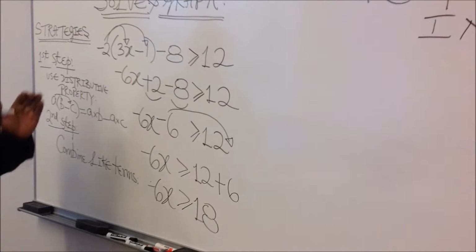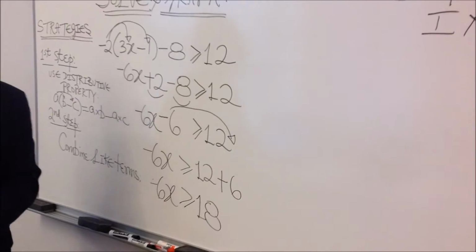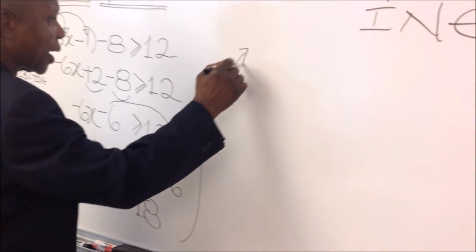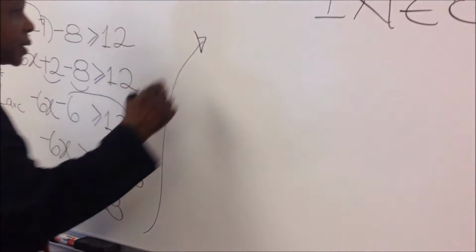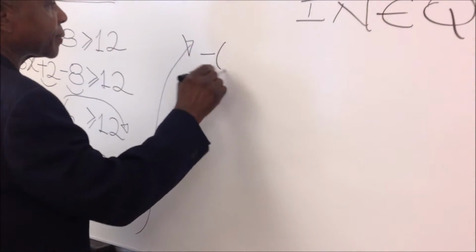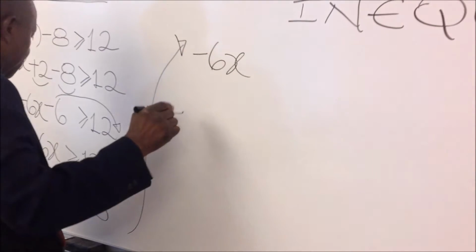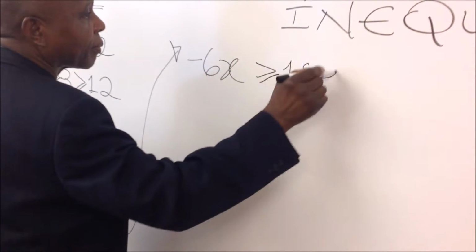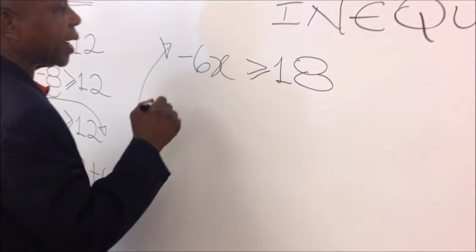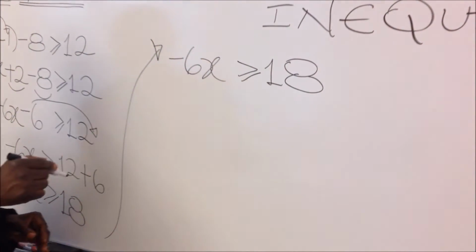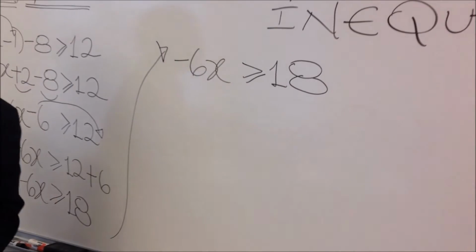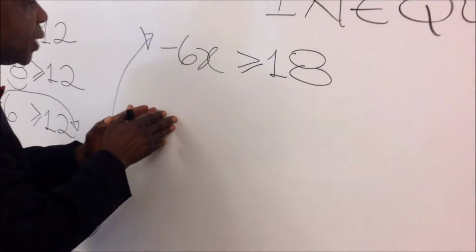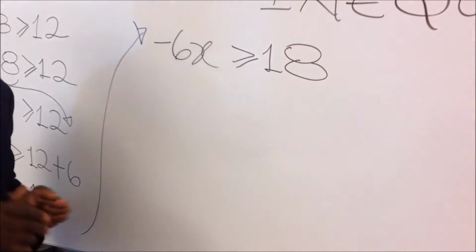Because the problem calls for us to solve for x, we are going to proceed now to take negative 6x greater or equal to 18 and divide both sides by what? By negative 6. Whatever we do to one side of the inequality, we must do to the other side of the inequality.